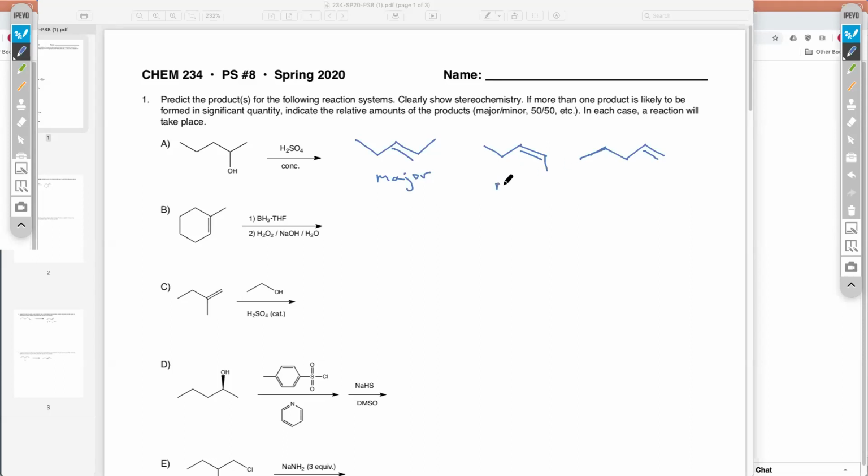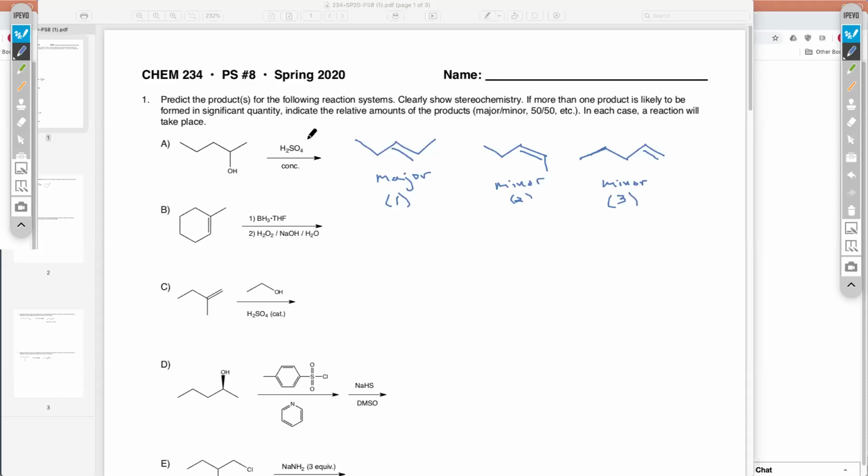So this would be minor, and I would call this minor, and the way we use the numbers, if you wanted to call this minor 1 and minor 2, that's fine. I usually like to call them minor 2 and 3 because then I think of the major as number 1, so just relative amounts overall. So this is just a sort of a standard Zaitsev E1 elimination.